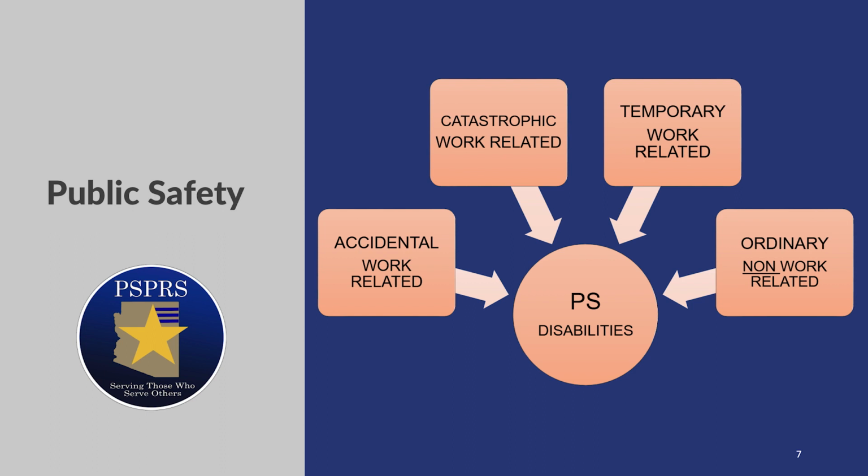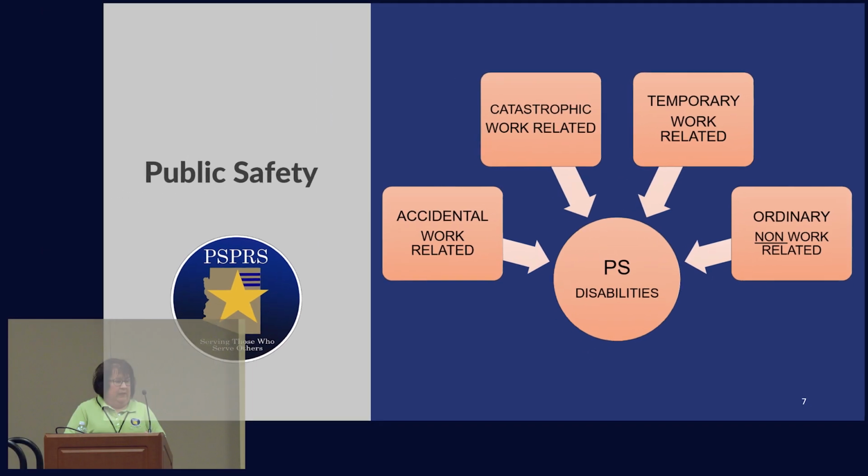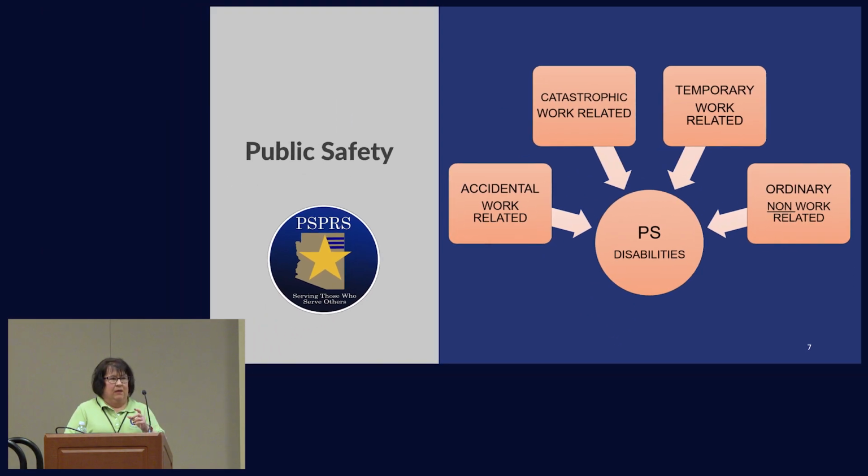Public Safety has accidental, catastrophic, and temporary. Those are the 3 work-related disabilities. And ordinary is non-work related. Keep in mind, temporary is just for 12 months. It is a temporary payment that is made to the member. And the member still has to make application for an ordinary or an accidental at some point during that temporary time period or after it's completed.